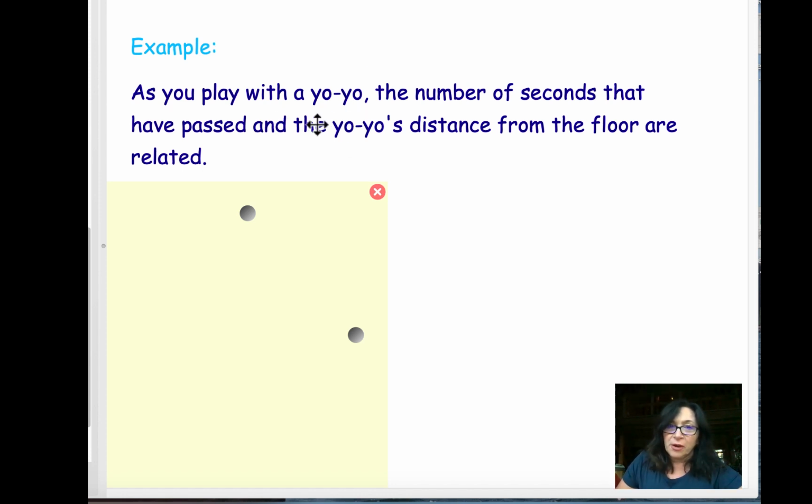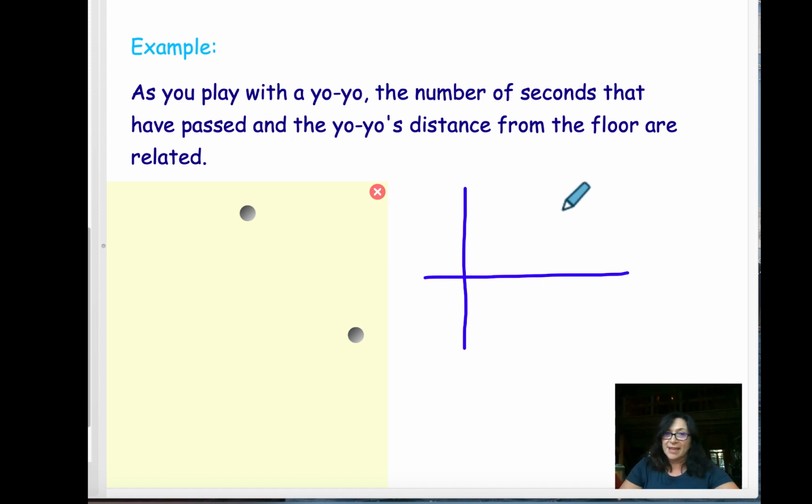As you play with a yo-yo, the number of seconds that have passed and the distance from the floor are related. So this one, they're not telling you what's what. So take a moment, pause the video, and try this yourself. You have to ask yourself, what are my two things? My two variables are seconds, and distance.